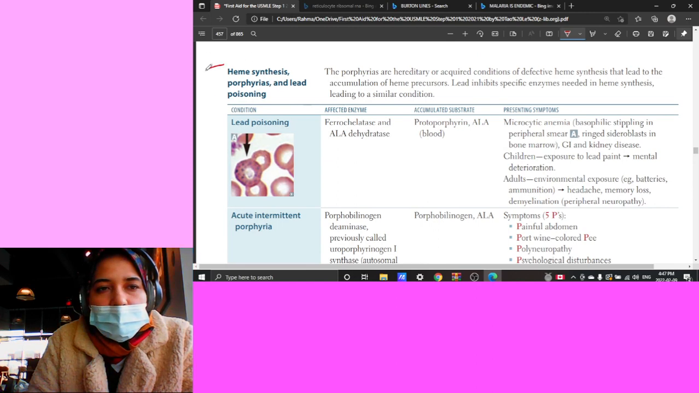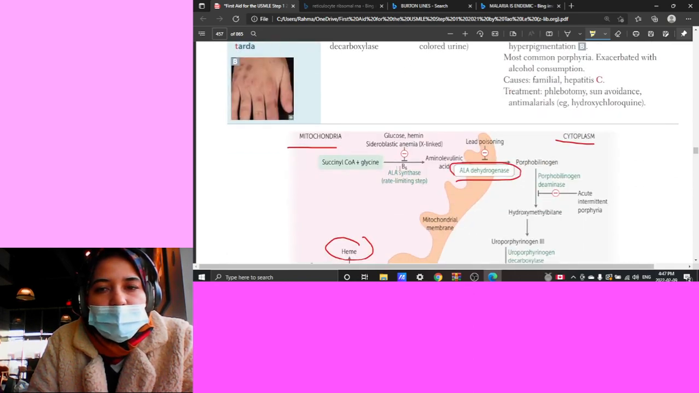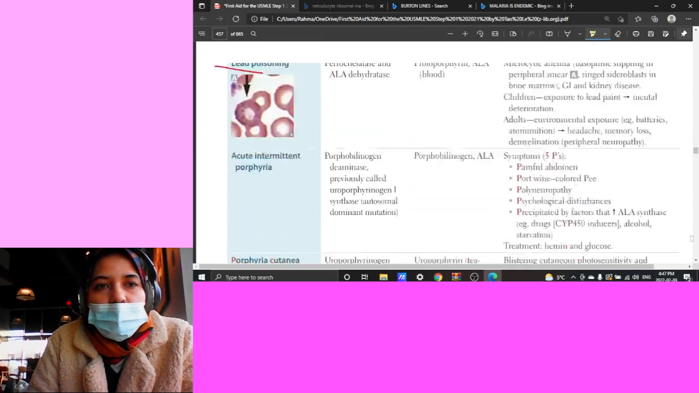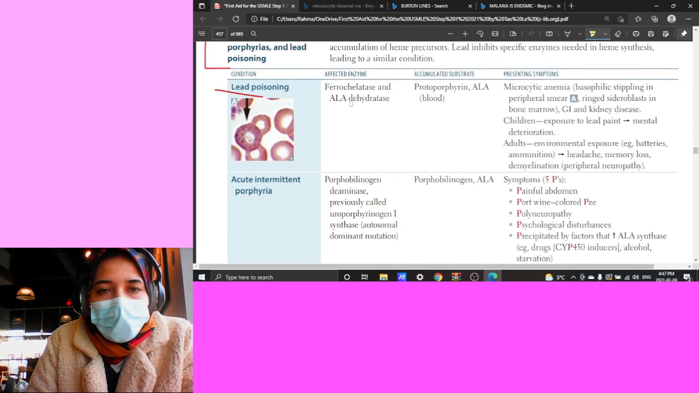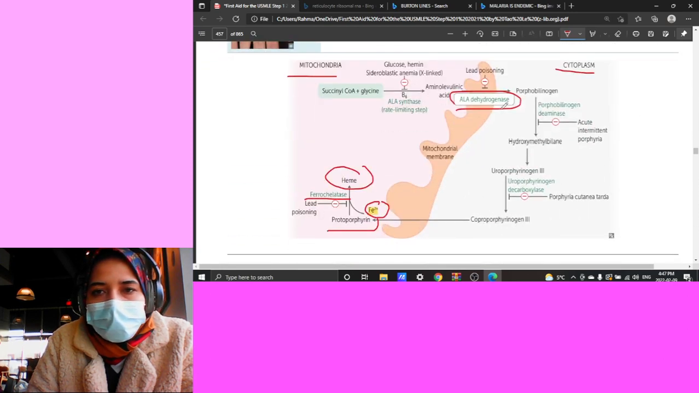Okay, so here we have our heme synthesis and our porphyria. Again, lead poisoning. Lead poisoning is very high yield, as we've seen in a lot of high yield areas here, multiple areas, so you want to know the difference. You want to understand what's happening here. So you've already had lead poisoning. You're going to have a decrease in activity of two enzymes. So you have two enzymes that are affected. We've already said ferrochelatase here and ALA dehydratase.